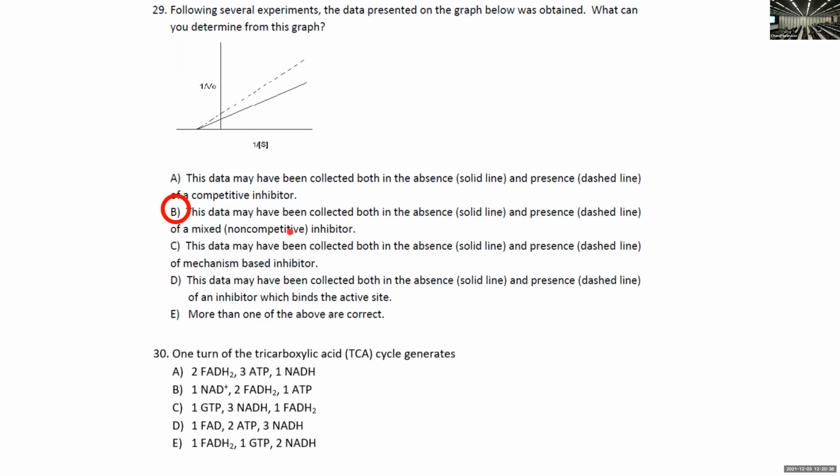So you can actually go back to that. Whenever you get to the inhibition part, where it explains how the features of the Lineweaver-Burk plot change depending on the different types of inhibition, you can actually tell that. And lastly, number 30, that's C. Again, as long as you know the overall equation, you should be able to answer this.